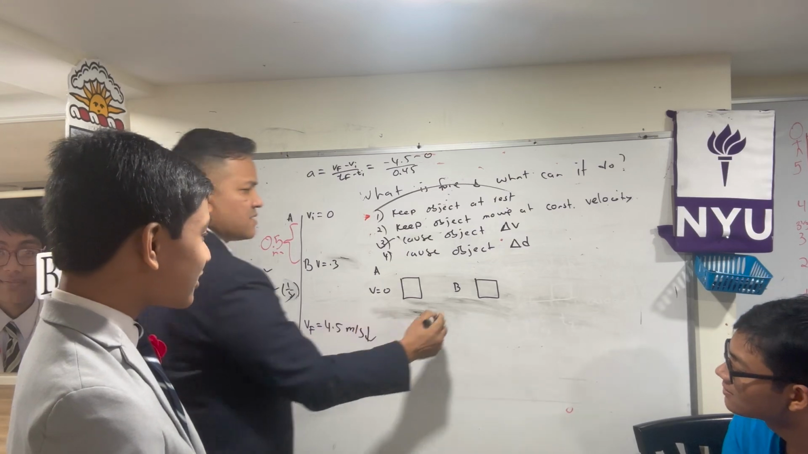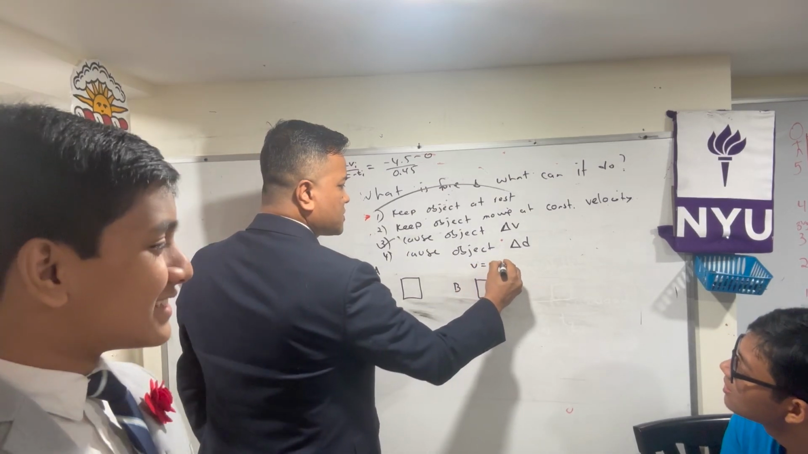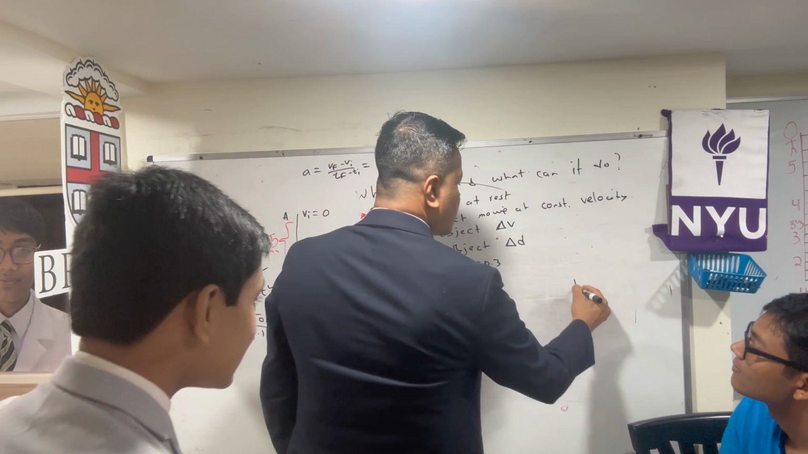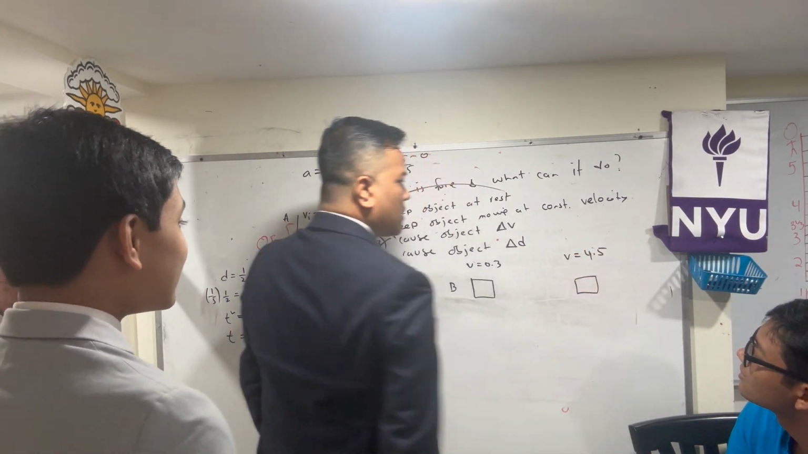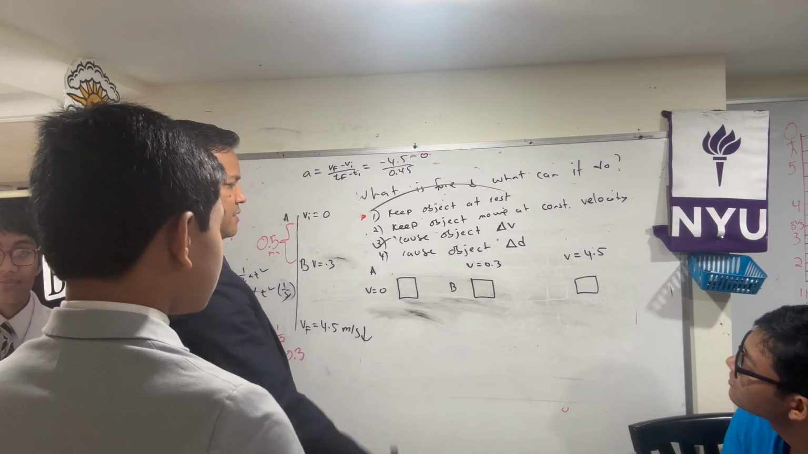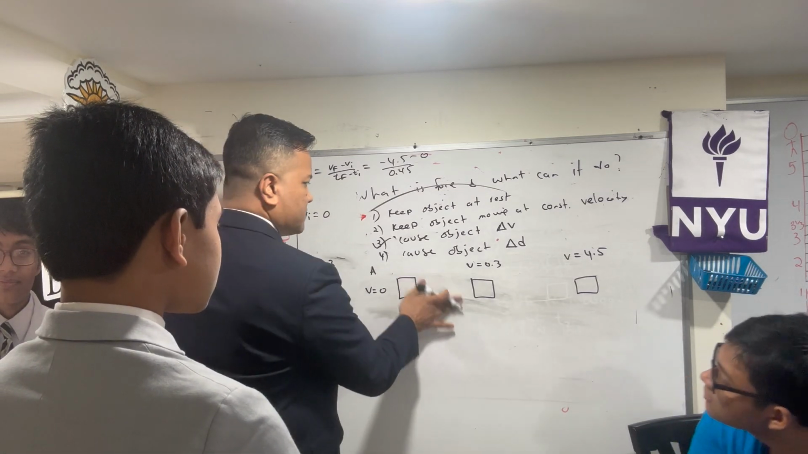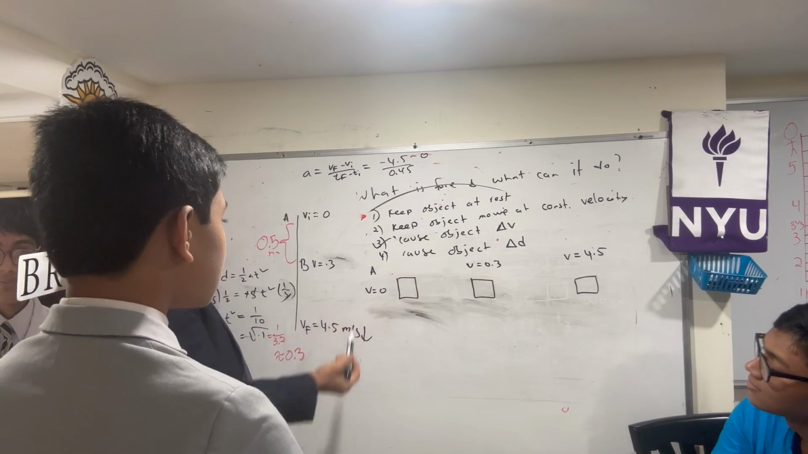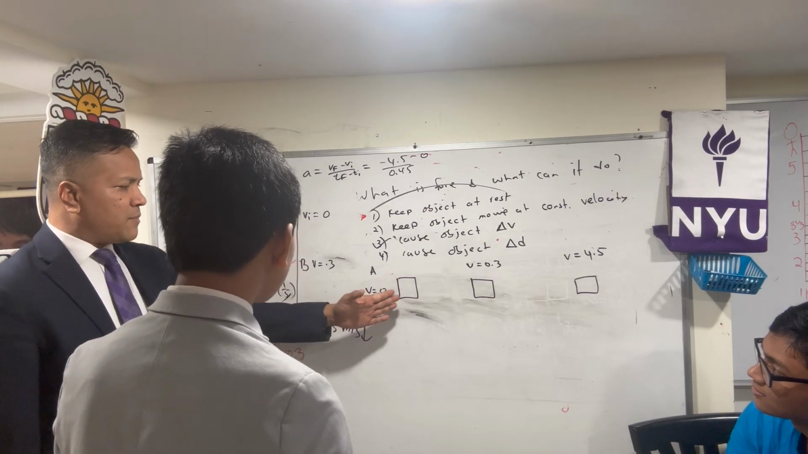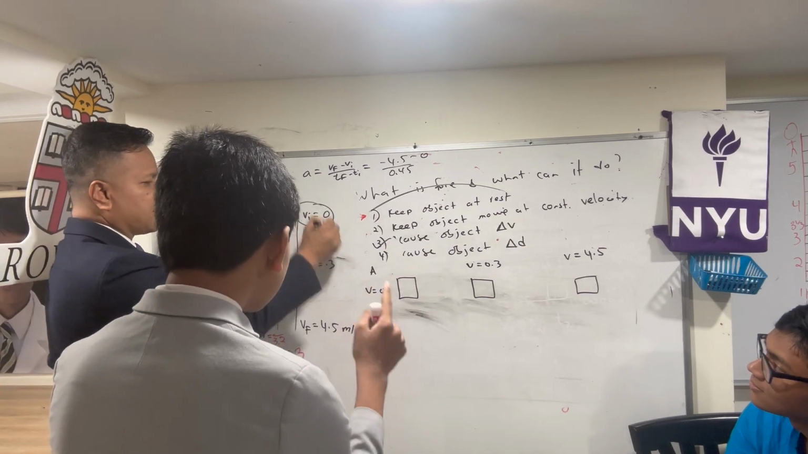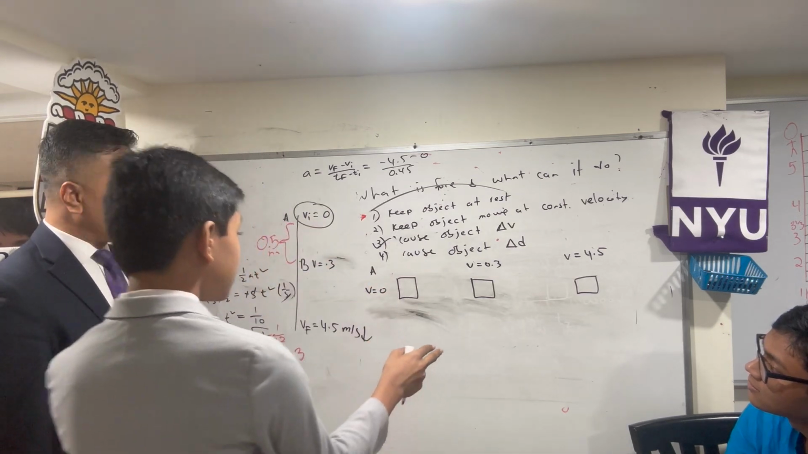Velocity is 0. Velocity is how much? 0.3. 0.3, and velocity is 4.5. Okay, when the velocity is 4.5. So who wants to do that? You're gonna draw this one. Wait, free body diagram when velocity is 0. Right here, velocity is 0.3.